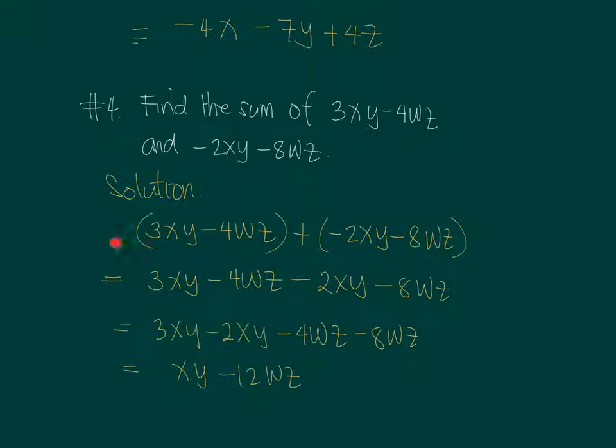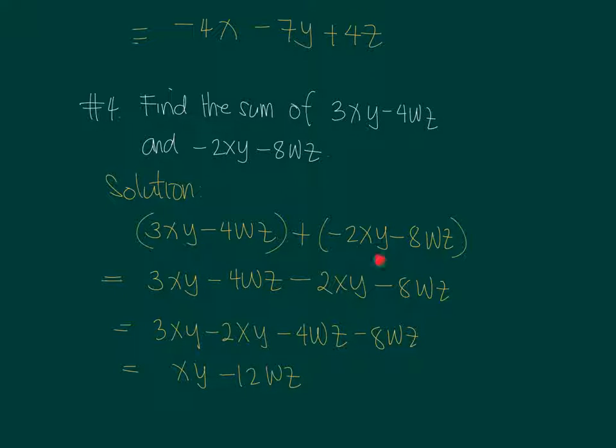So to write it down, you have minus 3xy minus 4wz, that's your first group. And then since you have to get the sum, you have to add the negative 2xy minus 8wz, that's your second group of expressions. Now, when adding, if you remove the parentheses, the signs of the expressions will not be affected. So this is 3xy, still 3xy, minus 4wz is still minus 4wz.